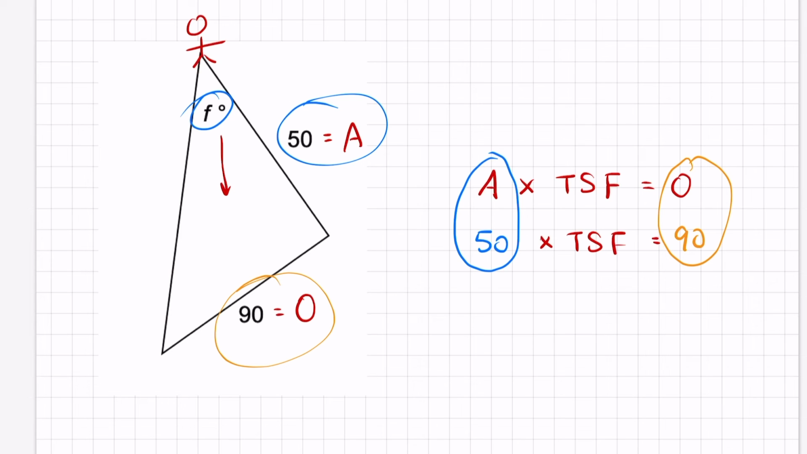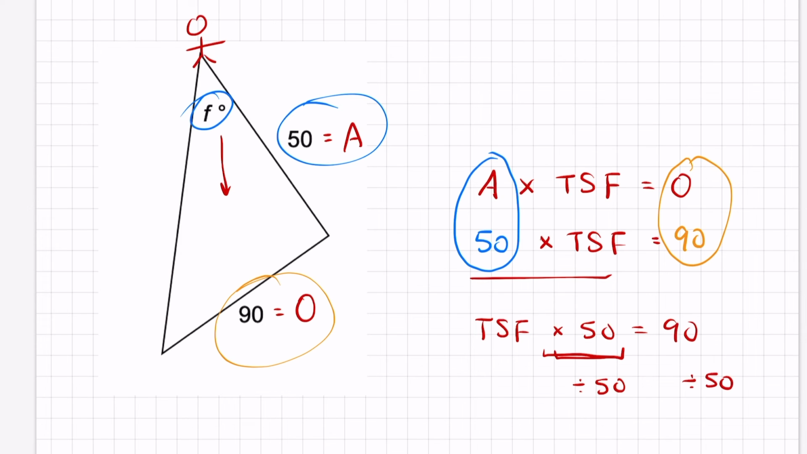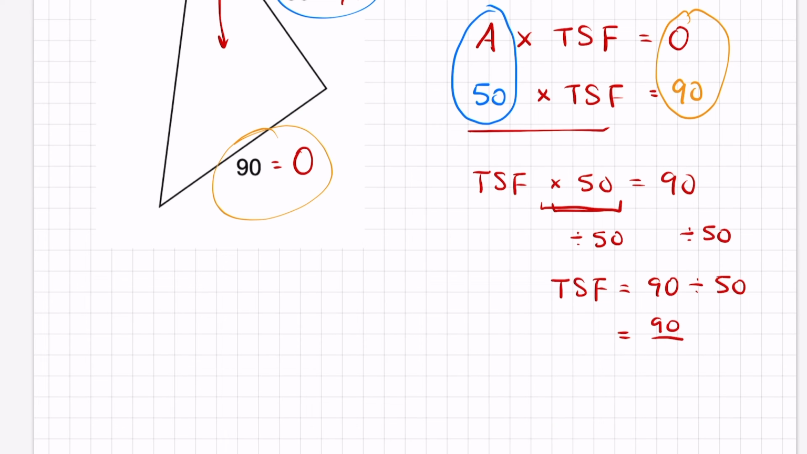You know multiplication is commutative. Therefore, 50 times TSF is the same as TSF times 50 equals 90. To undo the effect of multiplying by 50, we will have to divide both sides by 50. Therefore, TSF equals 90 divided by 50. We can write it as a fraction. It's 90 over 50. We can simplify this fraction by dividing top and bottom by 10 to get 9 over 5.